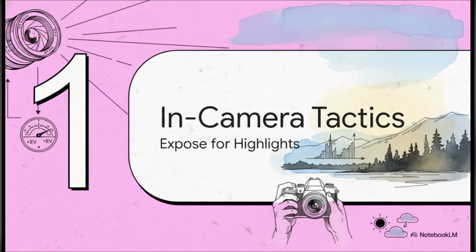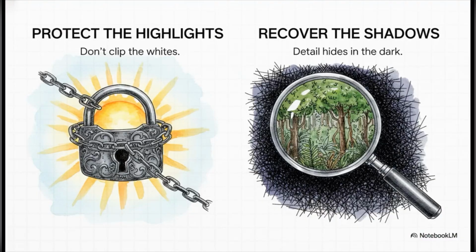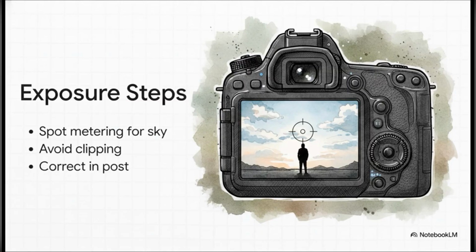Well, let's start with our first set of tools, in-camera exposure tactics. Here is the absolutely crucial rule of thumb. In high contrast situations, you always want to prioritize exposing for your highlights. Think of it this way. Digital sensors hold on to way more recoverable data in the shadows than they do in the highlights. Once a highlight is clipped, meaning it hits pure white, that data is literally gone forever. You cannot pull it back in post-production. It's just blank space. So how do we actually protect those highlights?